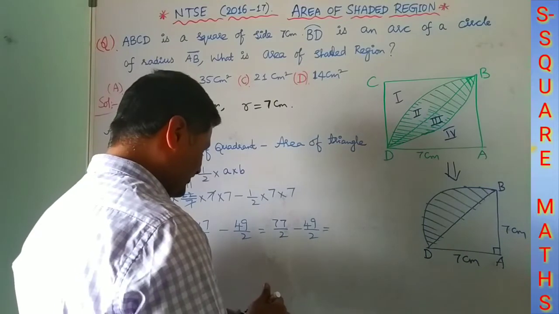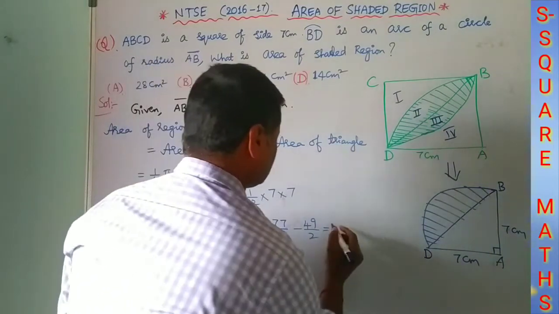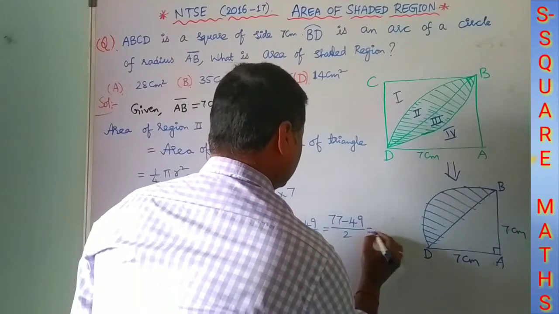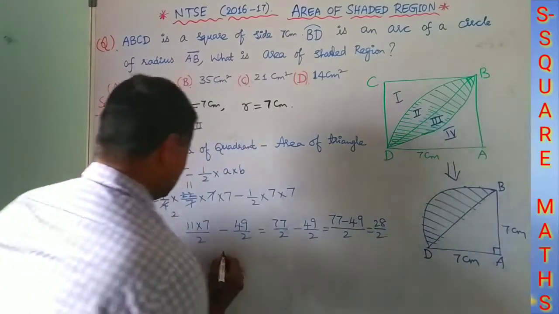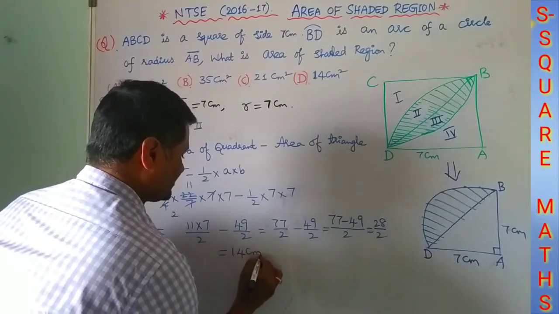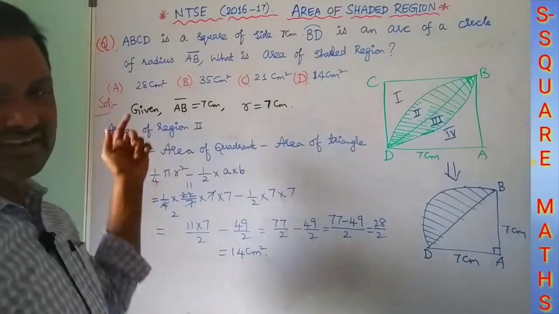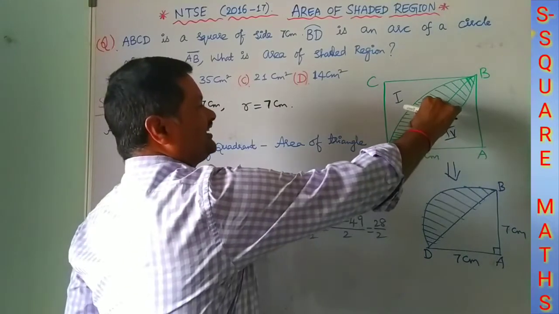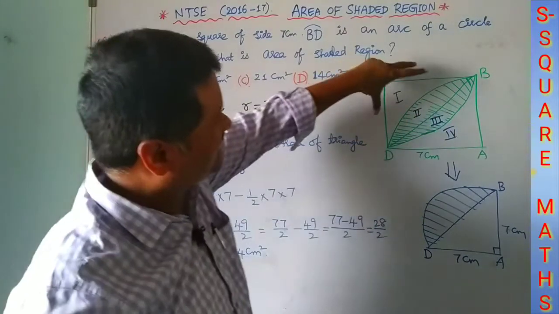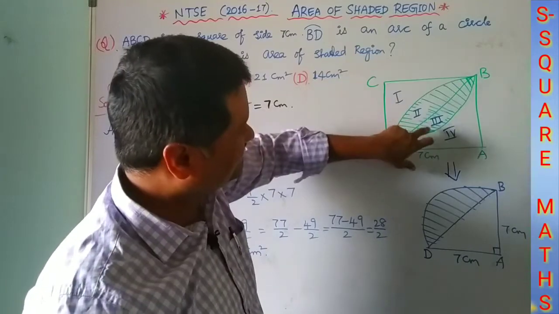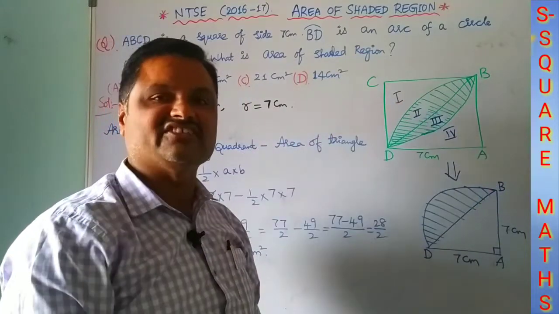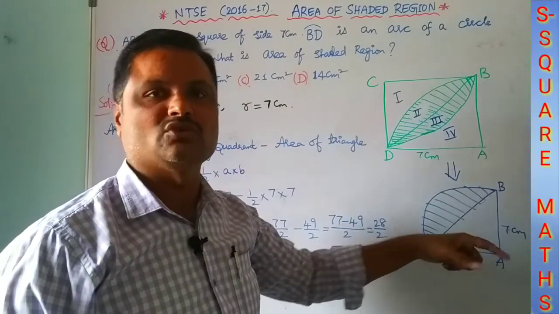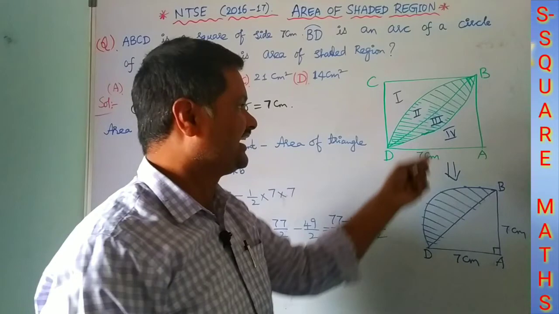So what are you going to get? 77 minus 49 by 2, nothing but 28 by 2. So you are going to get 14 centimeter square. So this is our region 2, only the region 2. In the same way, in an inverted mode, the shaded region is also region 3. So the total shaded region is nothing but 2 and 3. So 2 and 3 assume the same diagram, so no need of finding region 3 specifically here.